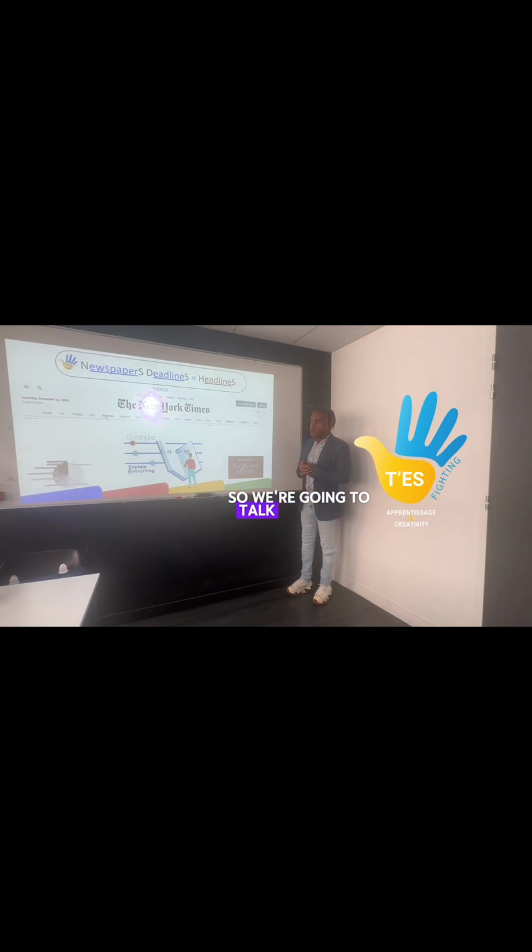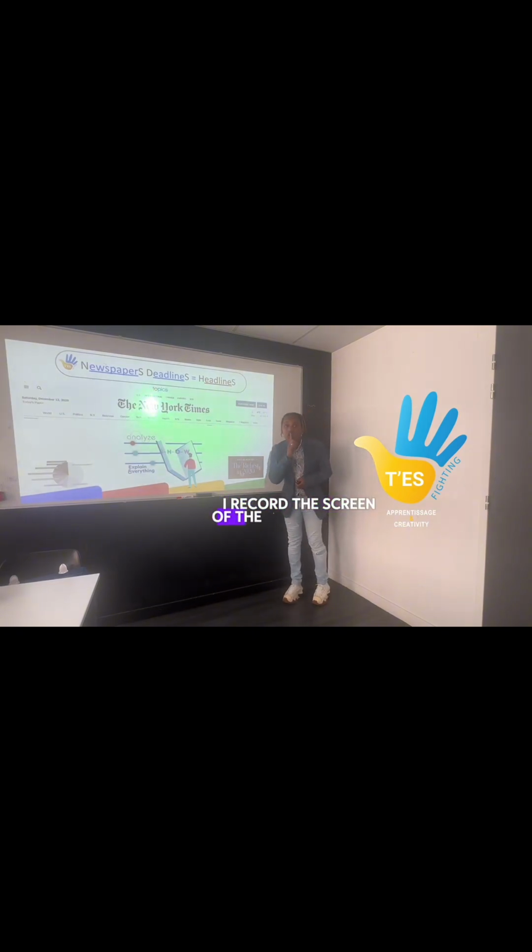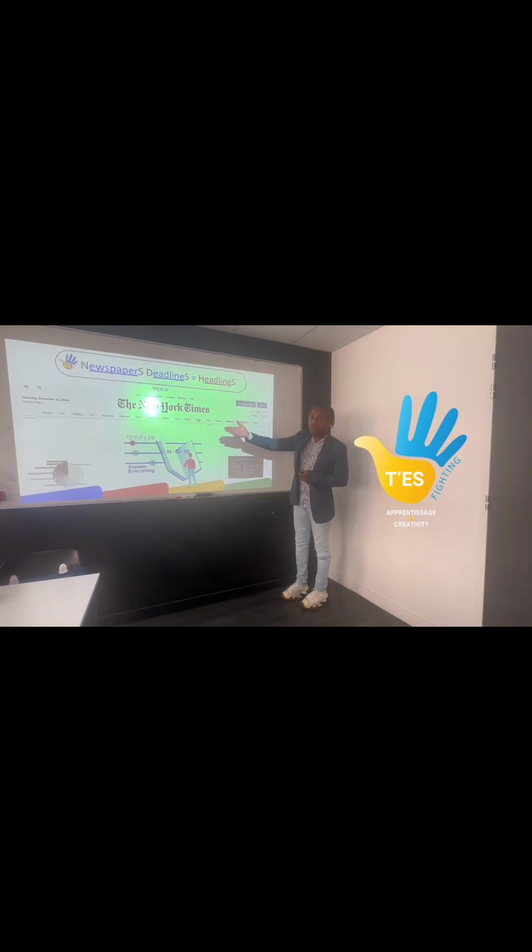We're going to talk about the different subjects of the newspaper. As you can see, I recorded the screen of the New York Times. So you're going to have different parts. You can pick up the website. From the website, you get the different subjects: world, US, politics, New York, business, opinion, technology, science, health, art, books, style, food, travel, magazine, as well as T Magazine and the video. Easy. You show the different types, you can record your screen and tell the viewer what you can have in the newspaper.